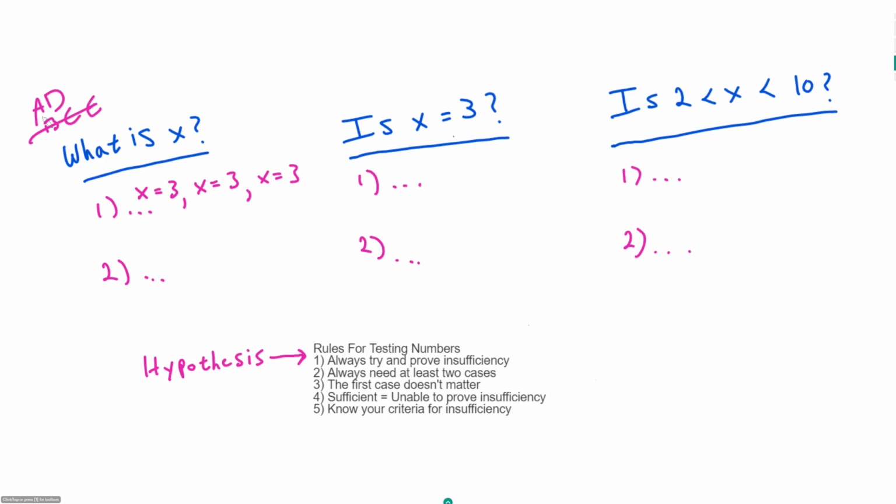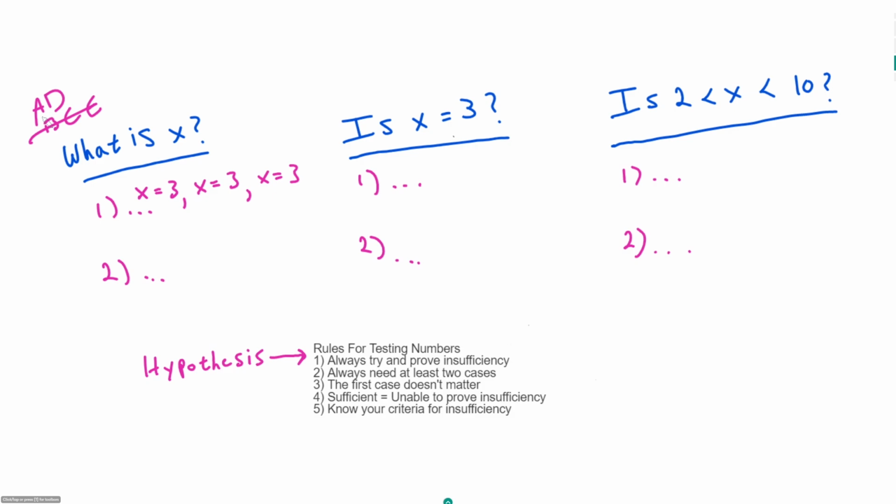And technically, in order to prove sufficiency when testing numbers, I would have to have tested every single possible number, of which there are probably infinite possibilities, and I would have to show that for every single one, they gave me an output of X is equal to 3. And now, of course, that is impossible, and oftentimes it is impossible to prove sufficiency when testing numbers.